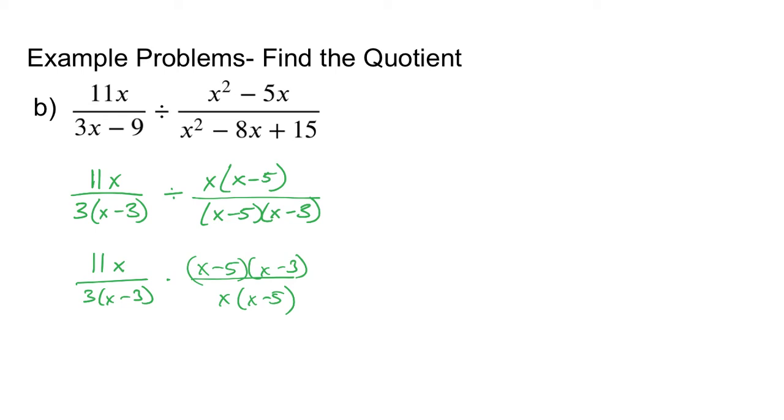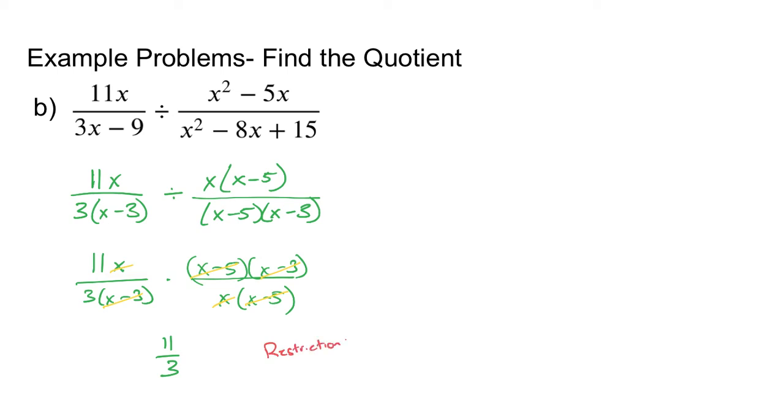Let's see here. These x minus 3s cancel. These x minus 5s cancel. Ooh, that x and that x cancel. Well, now look there. The only thing I'm left with is 11 thirds. Amazing. That whole fraction at the beginning divides down into 11 thirds. But let's take a look at the restrictions.